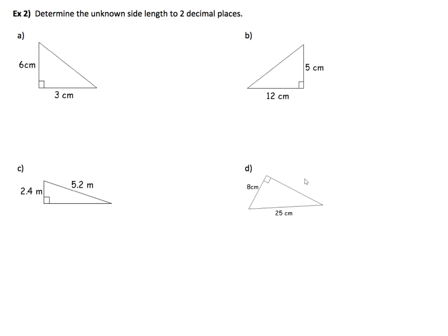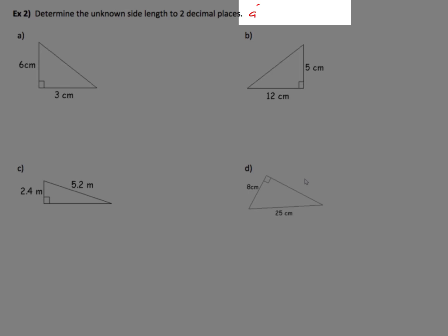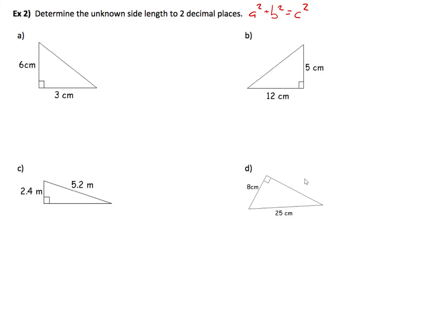Here we have determined the unknown side length down to 2 decimal places. And in this case, we're just using the Pythagorean theorem. We're going to be using it each time. I'm going to write it at the top of the page. A squared plus B squared is equal to C squared, just so we have a quick reference guide. And remember, C squared is always going to be our hypotenuse, which is our longest side or the side opposite of the right angle. Longest side will always be the opposite of the right angle, so just keep that in mind.